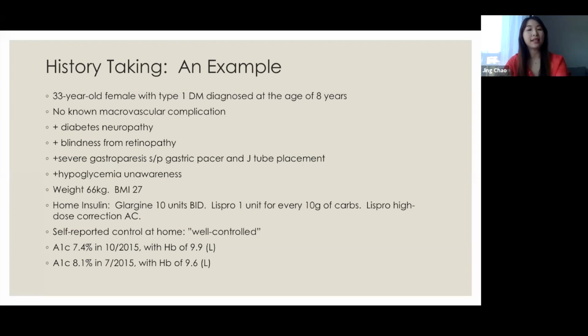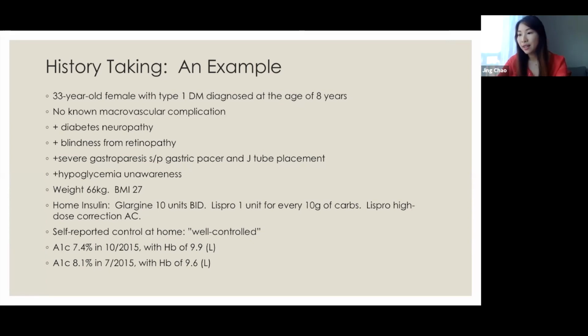And you look at her A1C: 7.4 in October 2015 with a hemoglobin of 9.9, 8.1 in July 2015 with a hemoglobin of 9.6. At a very quick glance, if you don't interpret your A1C with a concurrent hemoglobin, you might be led to think that, oh, maybe this patient's glycemic control is not too bad at home now. But you need to realize that after comparing that to the moderate anemia that she has, her true A1C is likely much higher than what's shown here.